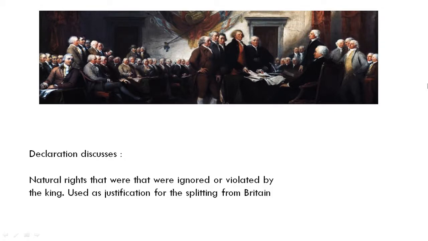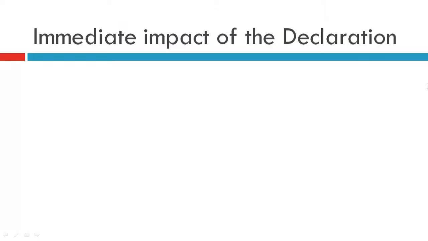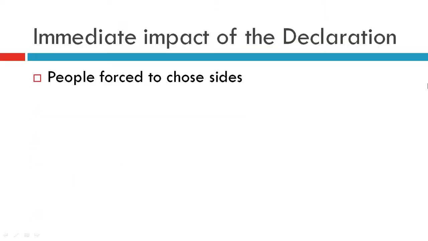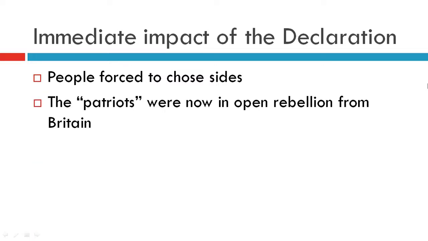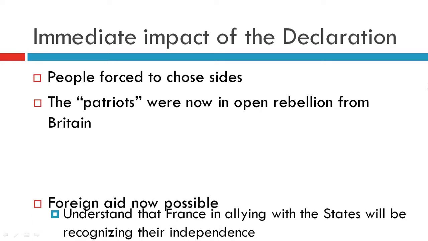Sort of an iconic image depicting the presentation of the Declaration by the committee, with Jefferson there in the center. Again, complaining that natural rights were being ignored or violated by King George III, and that somewhat justifies the split from Britain. The passage of the Declaration didn't really guarantee independence, but it did force people to choose sides. And should you choose to join the Patriot cause, you're now in open rebellion against Great Britain.